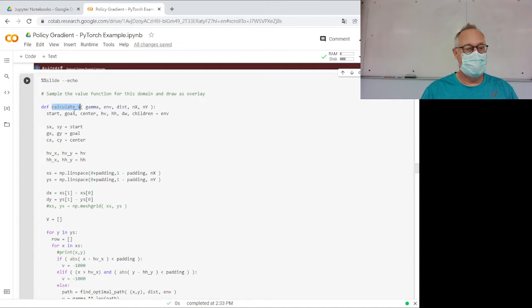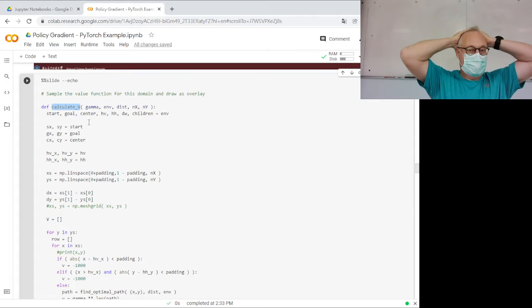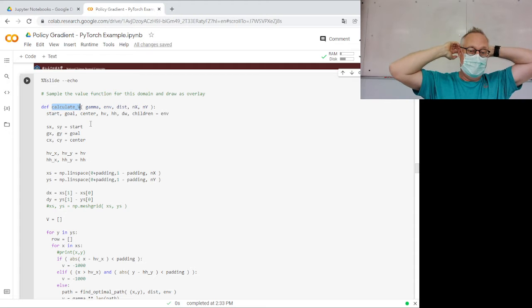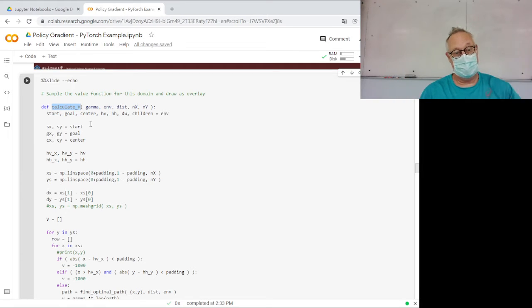So I'm going to calculate the value function for this domain. I simply break it down into different areas, pick the center point, and then check what reward I would get by executing this optimal path. And then that's my value function.